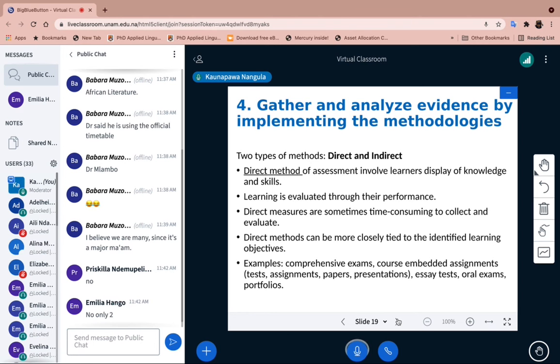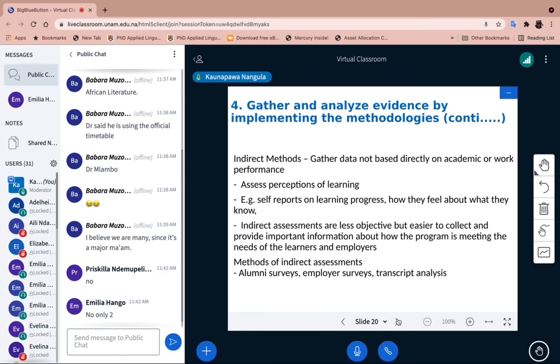So things like presentations and experiments really are time consuming, all right? Or doing research, it's time consuming. And direct methods can be more closely tied to the identified learning objectives. Here are some of the examples that they say are direct methods to collect data: comprehensive examination, course-embedded assignments such as test, assignment, paper, presentation, essay, oral exam, and portfolios.